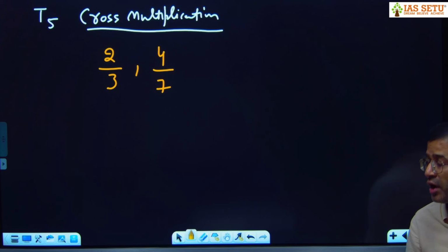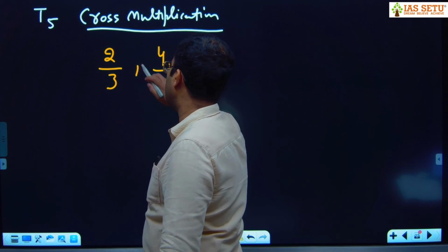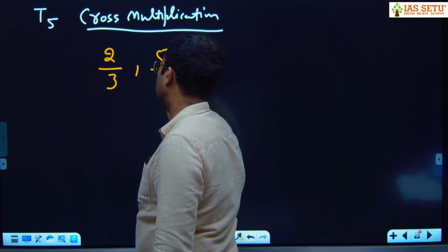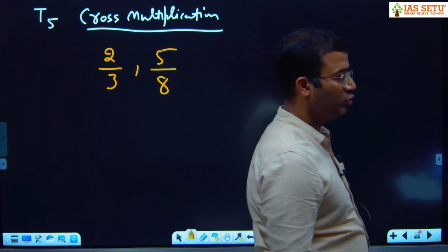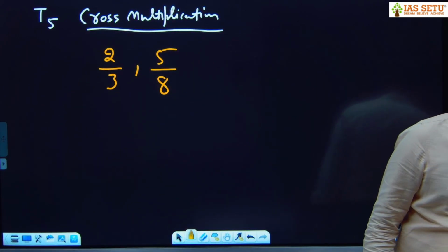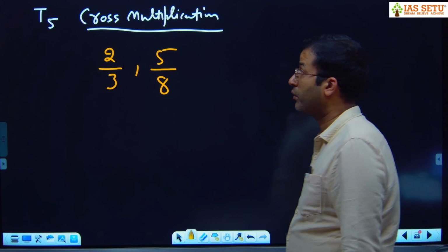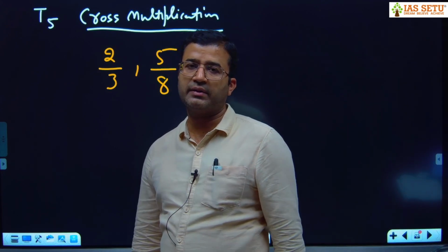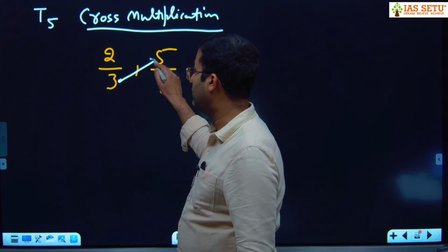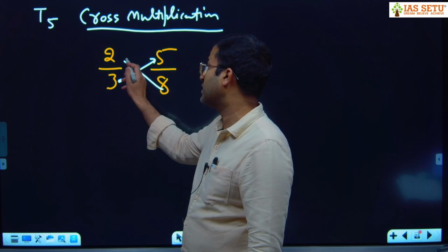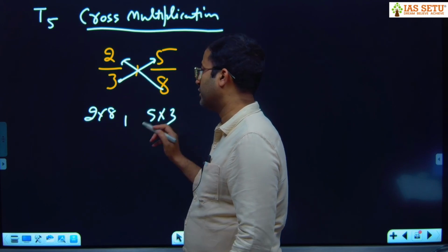Okay, now here if numerator is not constant, denominator, let's take 5/8, okay. Just change this question, 2/3 and 5/8. I have changed it, 2/3 and 5/8. So what is this cross multiplication method? Step number 1, we take denominator other side, and multiply. This will be 2 into 8, this is 5 into 3 here.